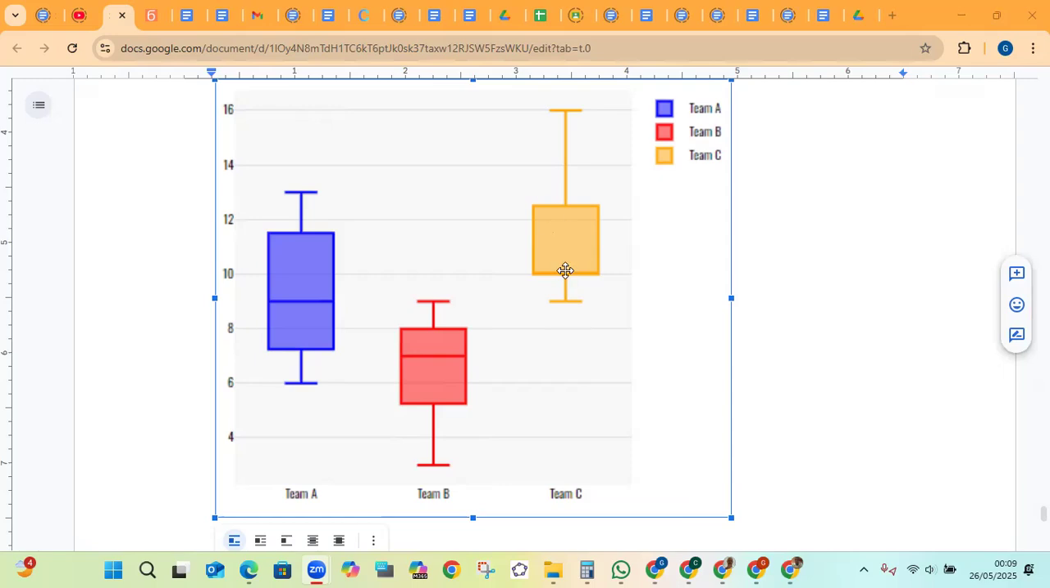Actually, this is the lower quartile, this is the upper quartile, and it appears that the median is the same value as the lower quartile for team C. So the median appears to be 10. So the median for A is 9. The median for B is 7. And the median for C is 10.